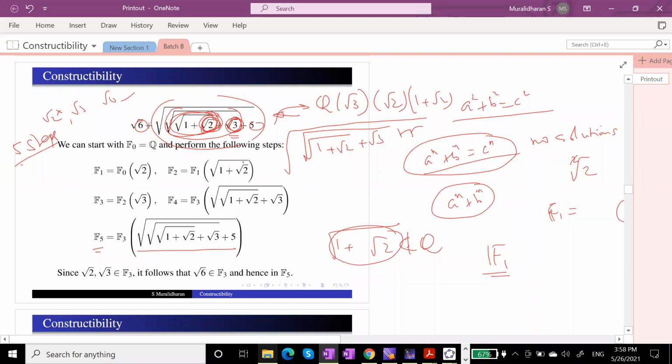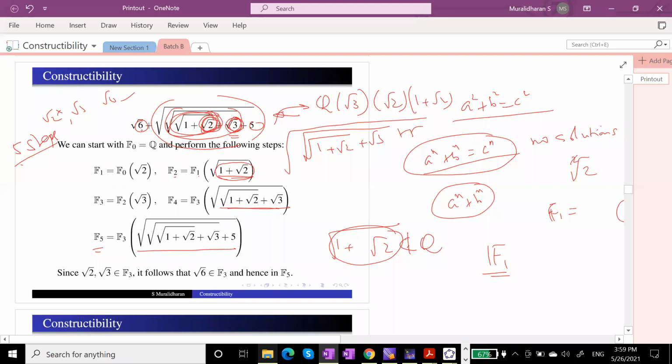This is not in F naught. So this root will be in F1. Similarly, I can add root 3, because root 3 will not be in this field. Then I will add the root of that, because 1 plus root is already there in F1. Sorry, F2. So F3 also will contain the same thing. So this will be in F3, the root of that one. Then I add one more square root for that.